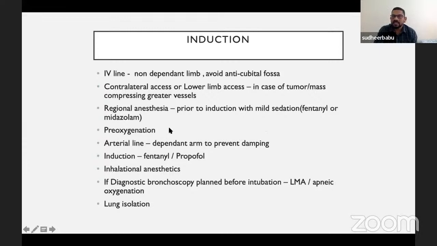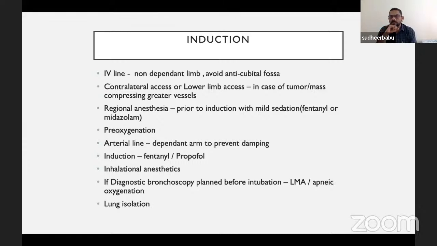And what is the advantage of pre-oxygenation, other than the regular one, especially in thoracotomy patients? Normally in any patient, you pre-oxygenate to build up the reserve. But there is an additional advantage in thoracotomy patients. 100% oxygen can lead to earlier collapse of the non-ventilated lung, because it causes denitrogenation, and nitrogen is poorly soluble, so its presence may delay the collapse of the lung. So pre-oxygenation is helpful in the early collapse of the lung. The arterial line you can place in the dependent arm to prevent damping, and for induction, depending on the case, you can use fentanyl, propofol, inhalational agents.